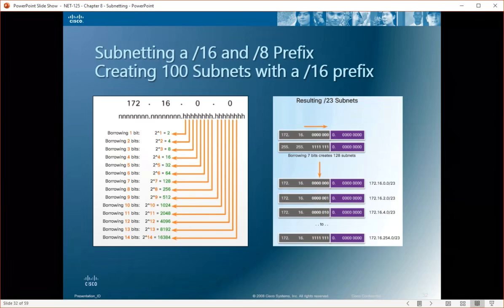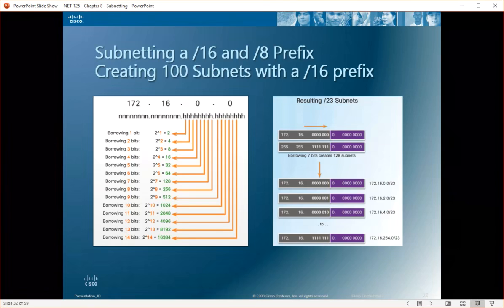In order to get to covering 100, we need to look at the largest value that just covers it. So does 2 cover 100? No. 4, 8, 16, 32, 64. Okay, we're getting close. We're at 2 to the 6th. But 64 doesn't quite cover it, so we have to go over a little bit, what's called a minor amount of wastage, at 2 to the 7th. So 2 to the 7th covers 128 individual subnets if we borrow that out. So we take a /16 and create a /23 from that.